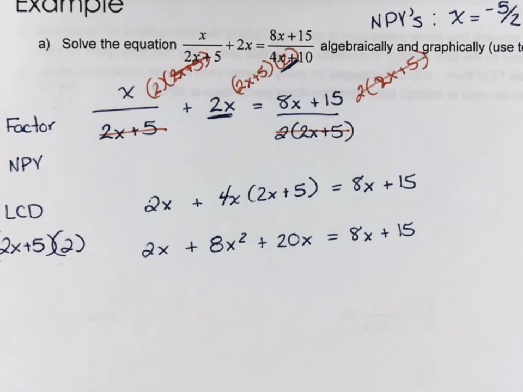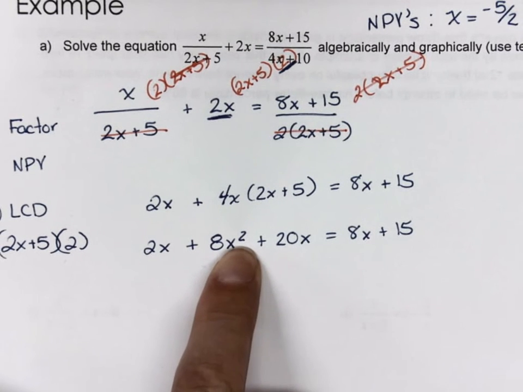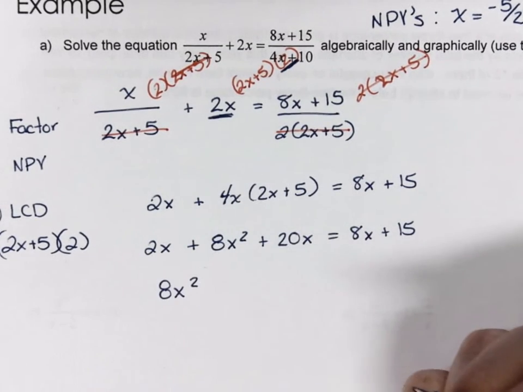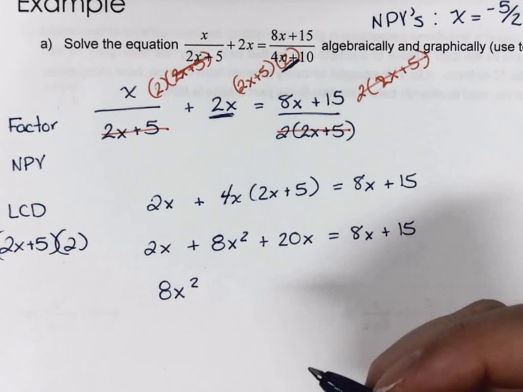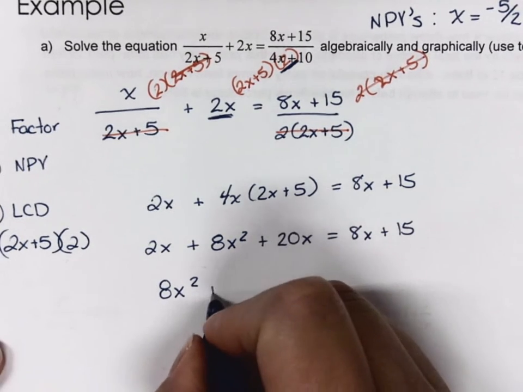Okay, what am I going to do? How do I solve for x? I'm going to factor or use the quadratic formula because of the x squared. And I'm going to bring everything to the left-hand side because my x squared is positive. It's just rules I have, and I don't know why.